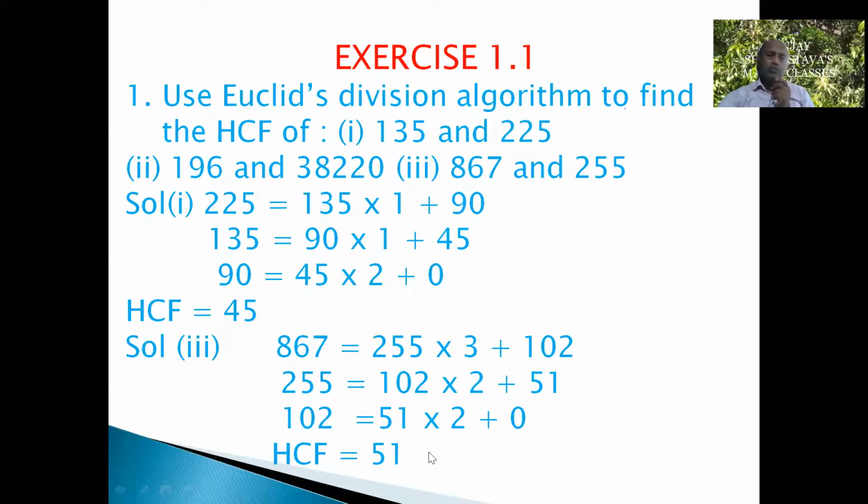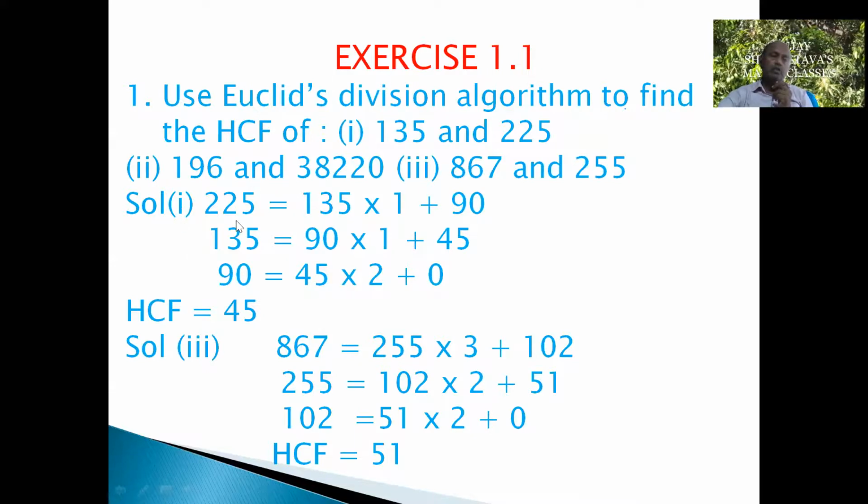Now exercise 1.1. Question number first, use Euclid's division algorithm, that is lemma, you can say. Algorithm and lemma both are the same thing, so there is no difference in both of them. So to find out the HCF of two numbers, the example question is given: 135 and 225.